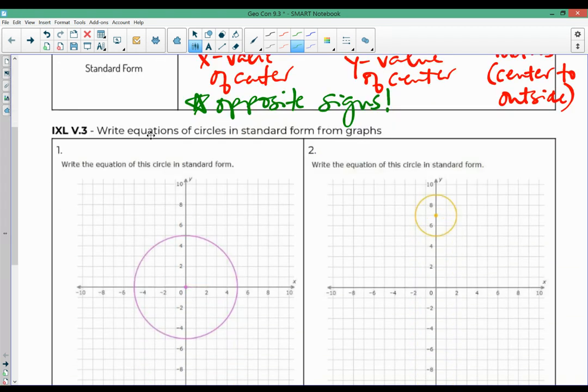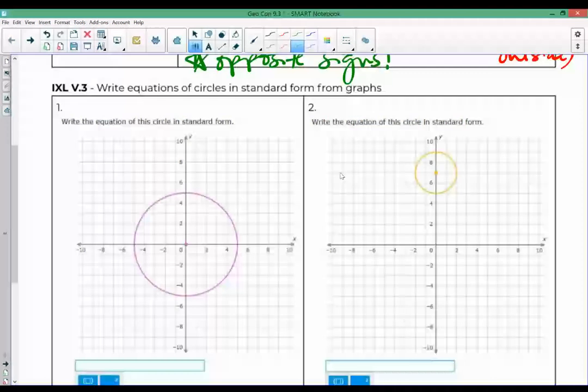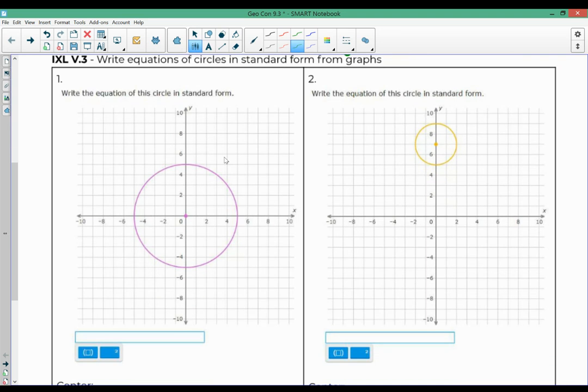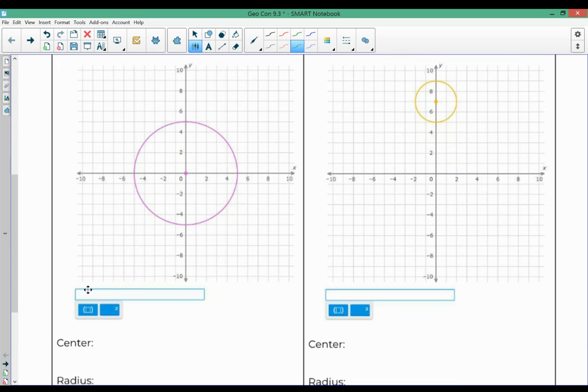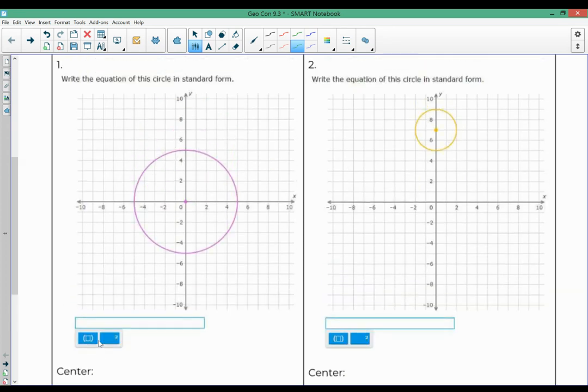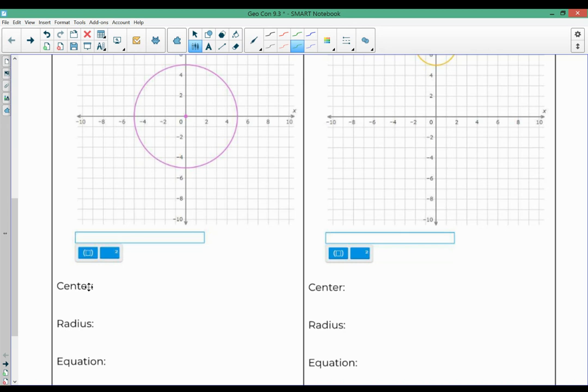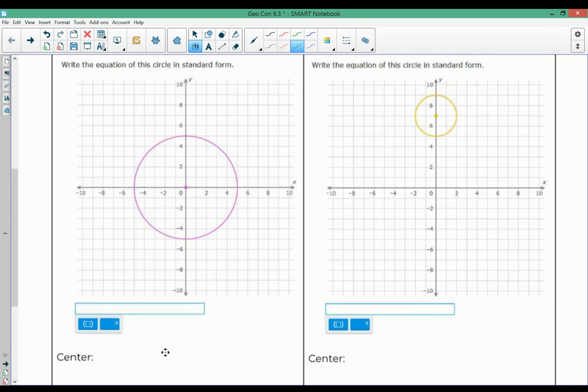So to write the equations of the circles in standard form from graphs, we have two IXLs. V3 is that first IXL we're going to do. I left on here what you need to show in IXL, how there's parentheses and the square, but we're going to go through this together. So we need to figure out what the center is, what the radius is, and what the equation will be.